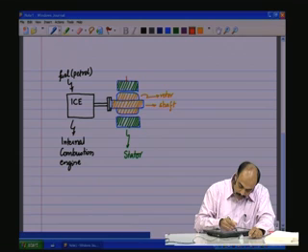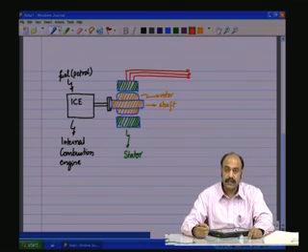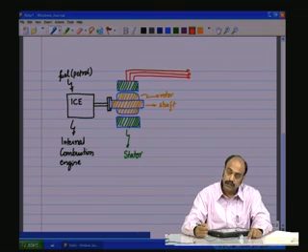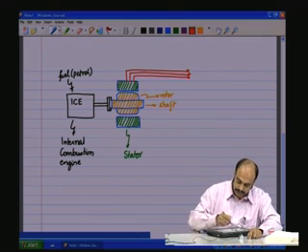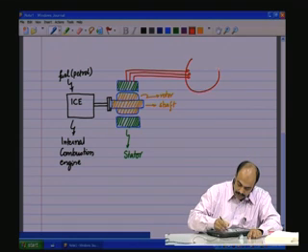you have the three-phase electrical outputs being taken out of the stator. Now this stator can either be connected to the mains or the load, whatever. So this will get connected to the load.